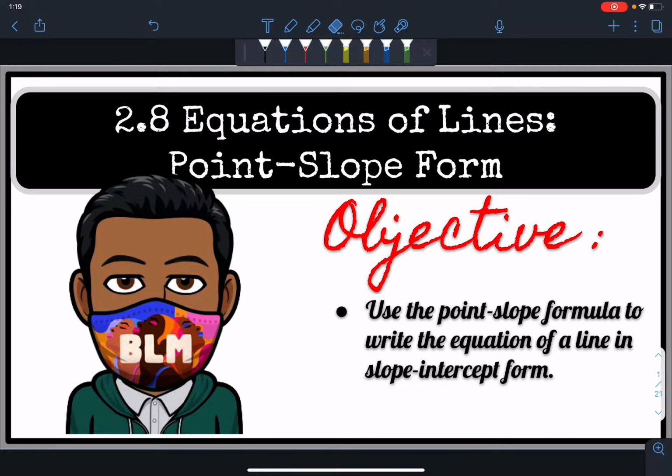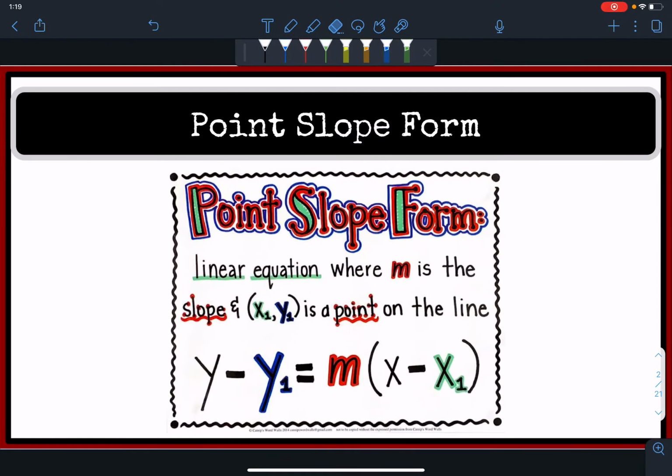What I'm going to go over in this video is how to use the point slope formula to write the equation of a line in the slope intercept form. Now, our point slope form is the format where we have our equation written as y minus y1 is equal to m times x minus x1, and the x minus x1 is in the parentheses, as you see right there.